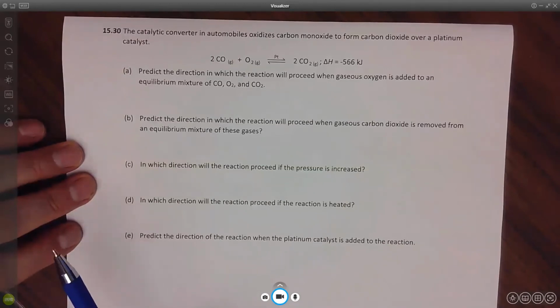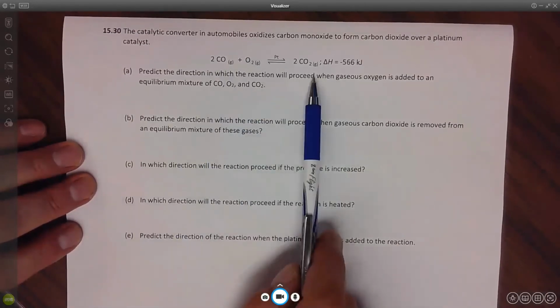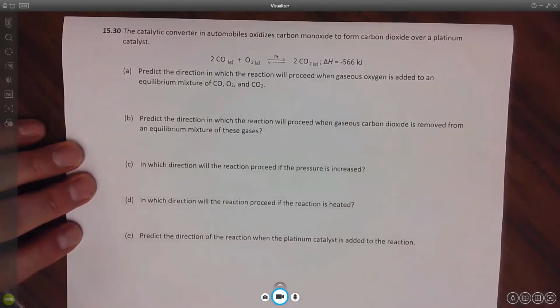If I add oxygen. Michael, what do you think? I'm sorry, what did you say? If I add oxygen to the equilibrium mixture, is this reaction going to proceed towards products, towards reactants, or no change at all? It's just going to go towards products.